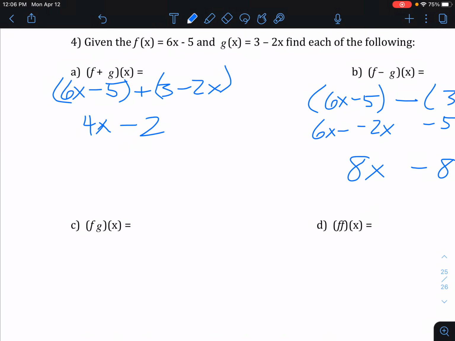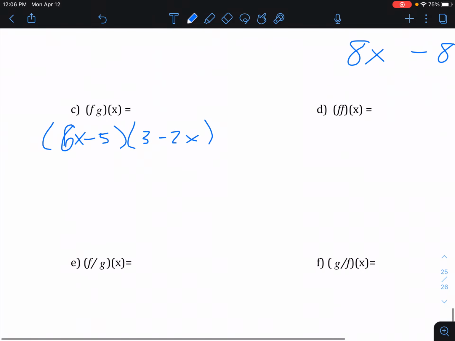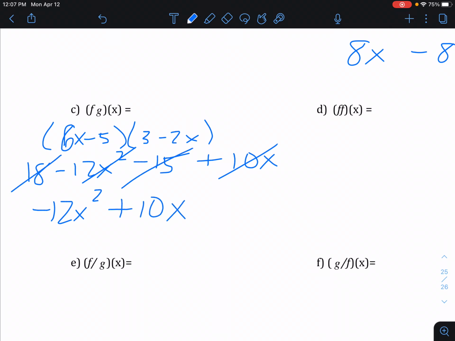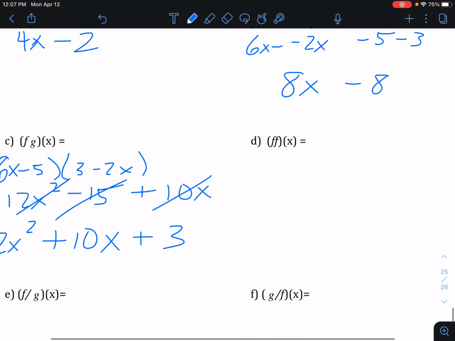Letter C, f, g of x means I want to multiply them. I'm going to FOIL and combine like terms. So first, outer, inner, and last. Then combine like terms, this drops down, plus 10x drops down, and add the constants. 18 minus 15 is 3. And then got to stop there.